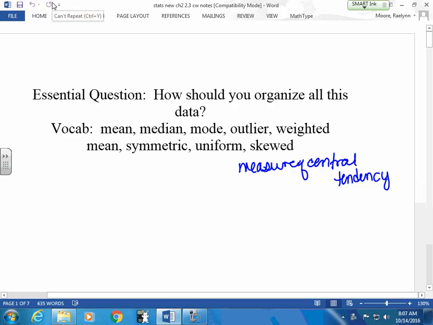Mean, median, and mode represent parts of your data. What does it mean in relationship to the measure of central tendency? It's what we can use for our measure of central tendency. How do we know which one to use? The Regents loves this question. Algebra 1 loves this question.